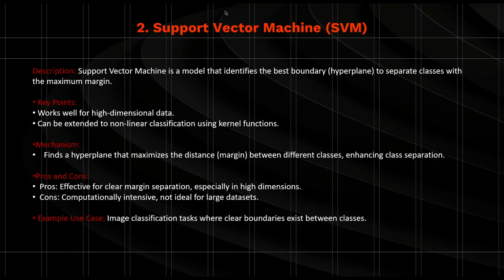Support vector machines, or SVM, is a powerful model for classification tasks. It works by finding the optimal boundary, or hyperplane, that separates different classes. This boundary maximizes the margin between classes, making SVM very effective, especially in high dimensional spaces. They are commonly used in text and image classification.